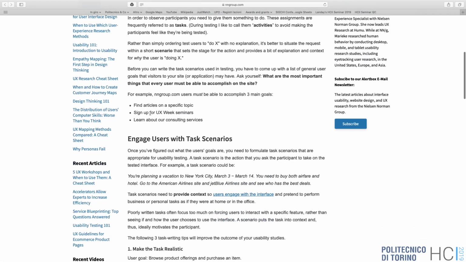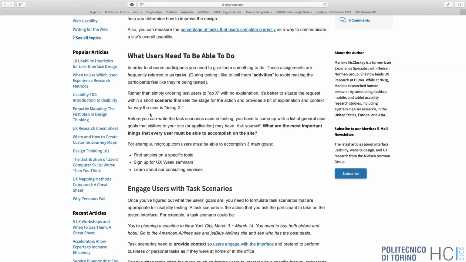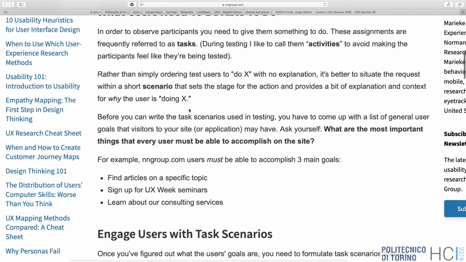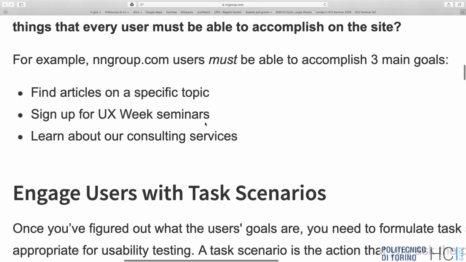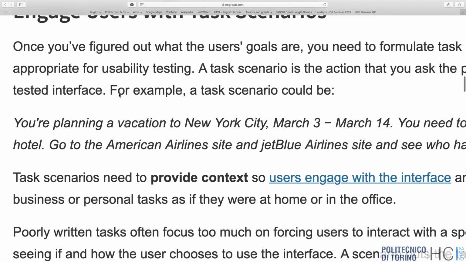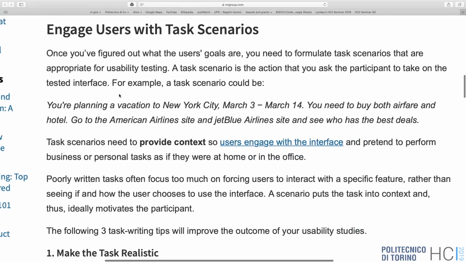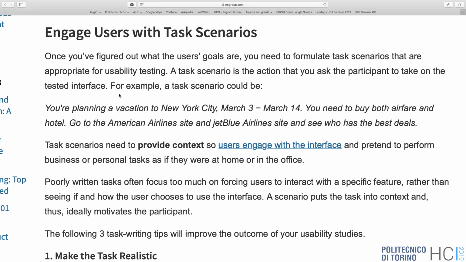And this is instead how to create tasks. That was sort of a question yesterday. So they say, for instance, first of all, for a website that offers a lot of functionality, the user must be able to accomplish these 3 things, because these 3 things are the most important things in this website according to their authors. And so, for instance, find an article on a specific topic. And then you can create a task scenario. So, for instance, here, let's say you are planning a vacation to New York City, March 3, 14. You need to buy, and so on.